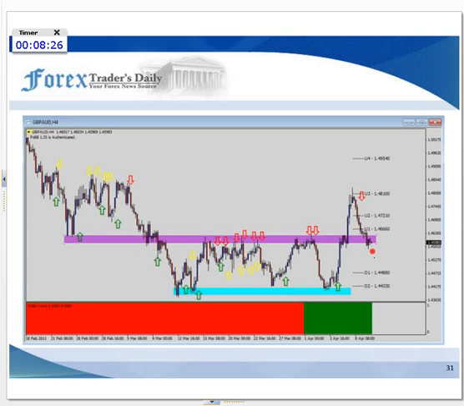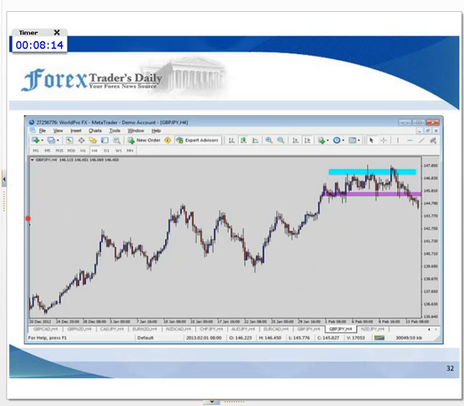But of course, holding here into this purple shaded area, we could see it continue to pressure higher. Moving on from here, we go over to the GBP/JPY. We're looking at the pound yen, and we're going to start here on the 4-hour chart.